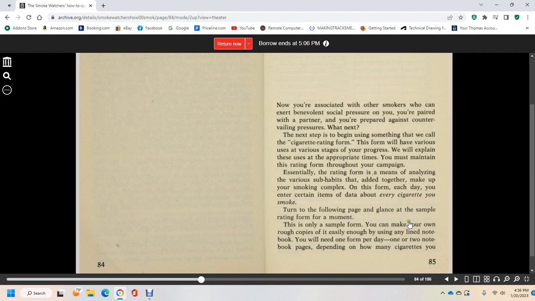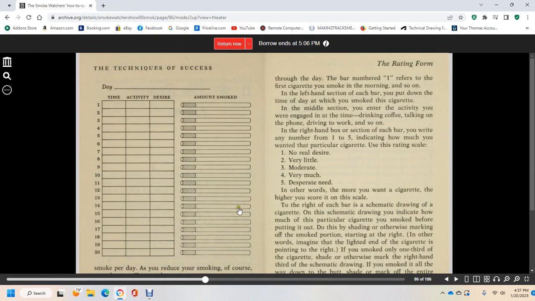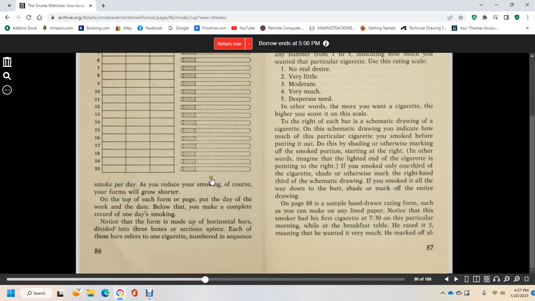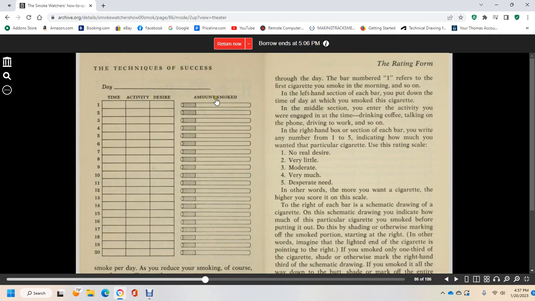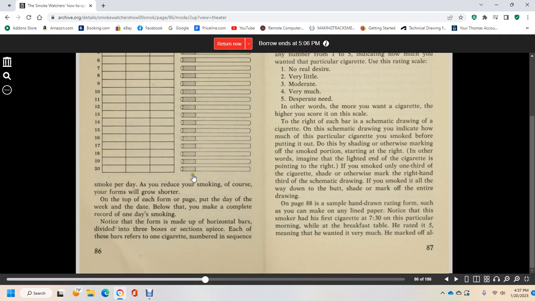It is only a sample form. You can make your own rough copies of it easily enough by using a lined notebook. You'll need one form per day, one or two notebook pages depending on how many cigarettes you smoke per day. As you reduce your smoking, of course, your forms will grow shorter. Alright, it has time, activity, desire, and amount smoked.